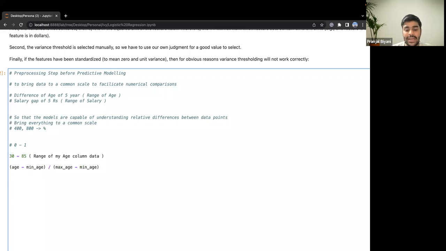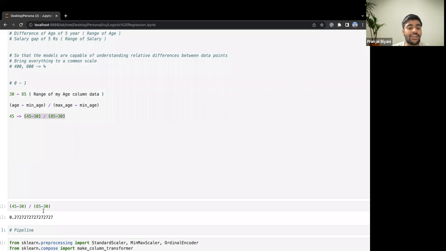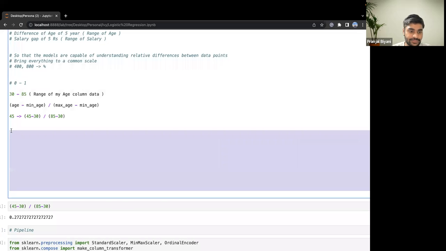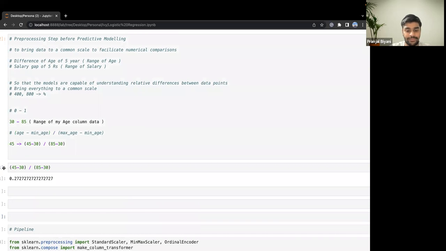Suppose my age in the data set in this range is 45. What will 45 become now? 45, which is the age value, minus the minimum value, which is 30, divided by maximum 85, minimum again 30. This calculation is always going to give me a value between 0 and 1. Can you tell me why?